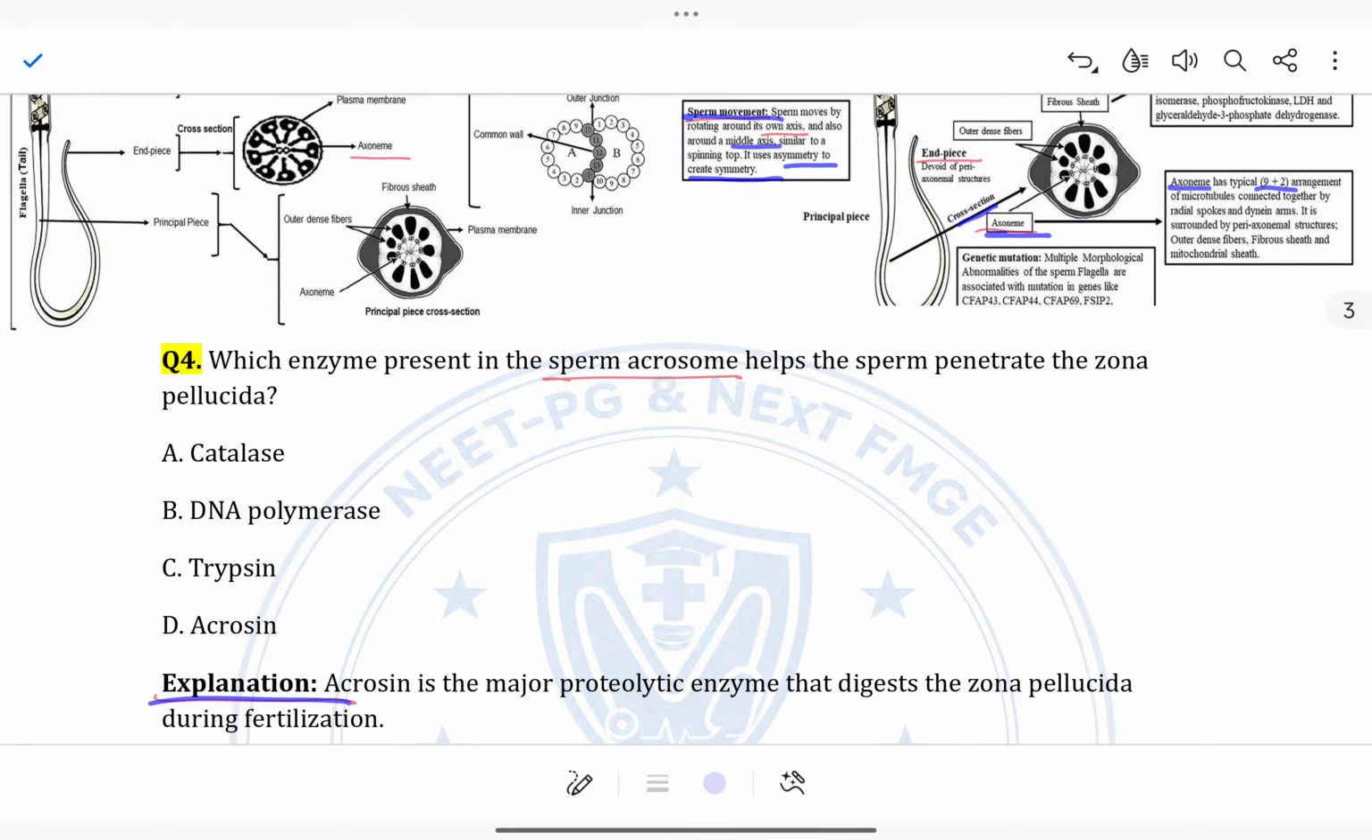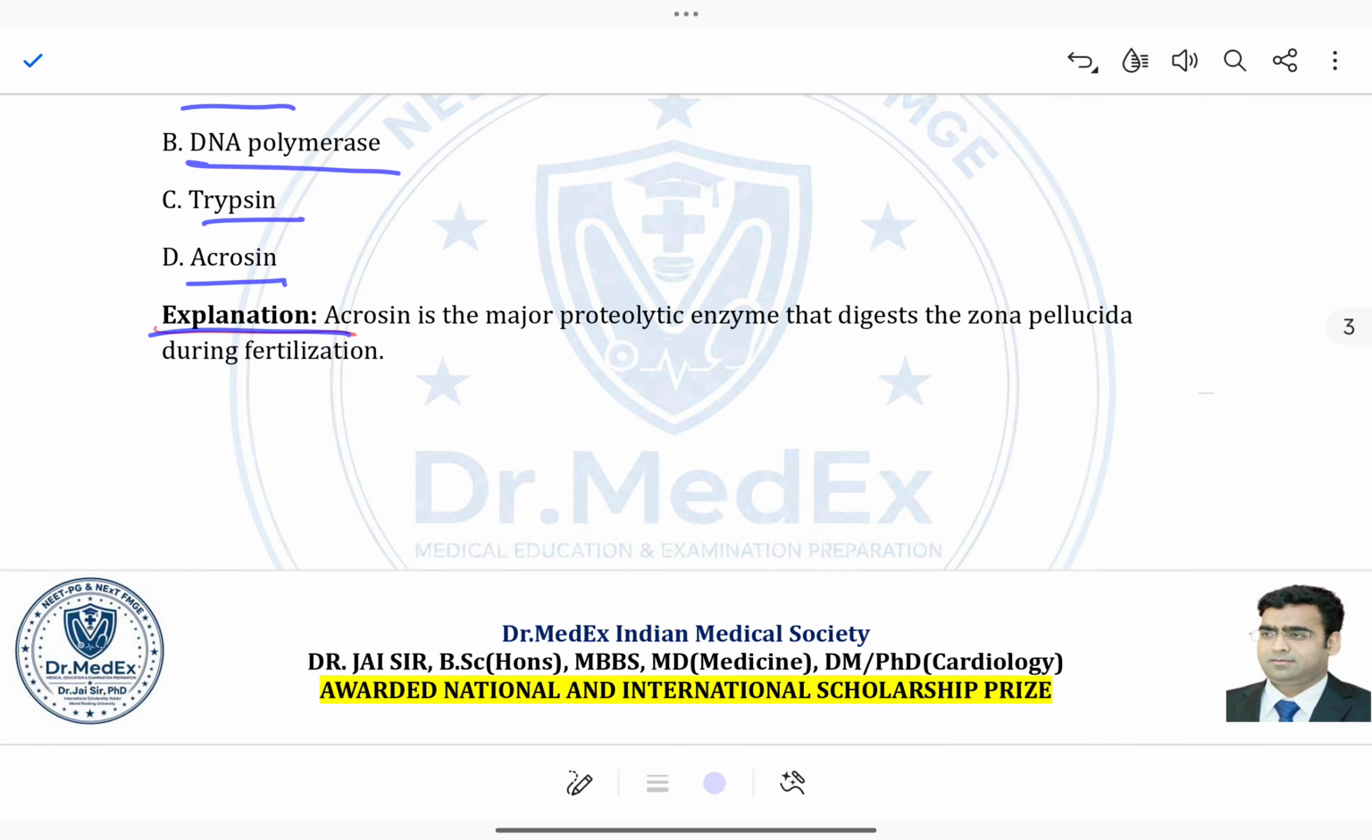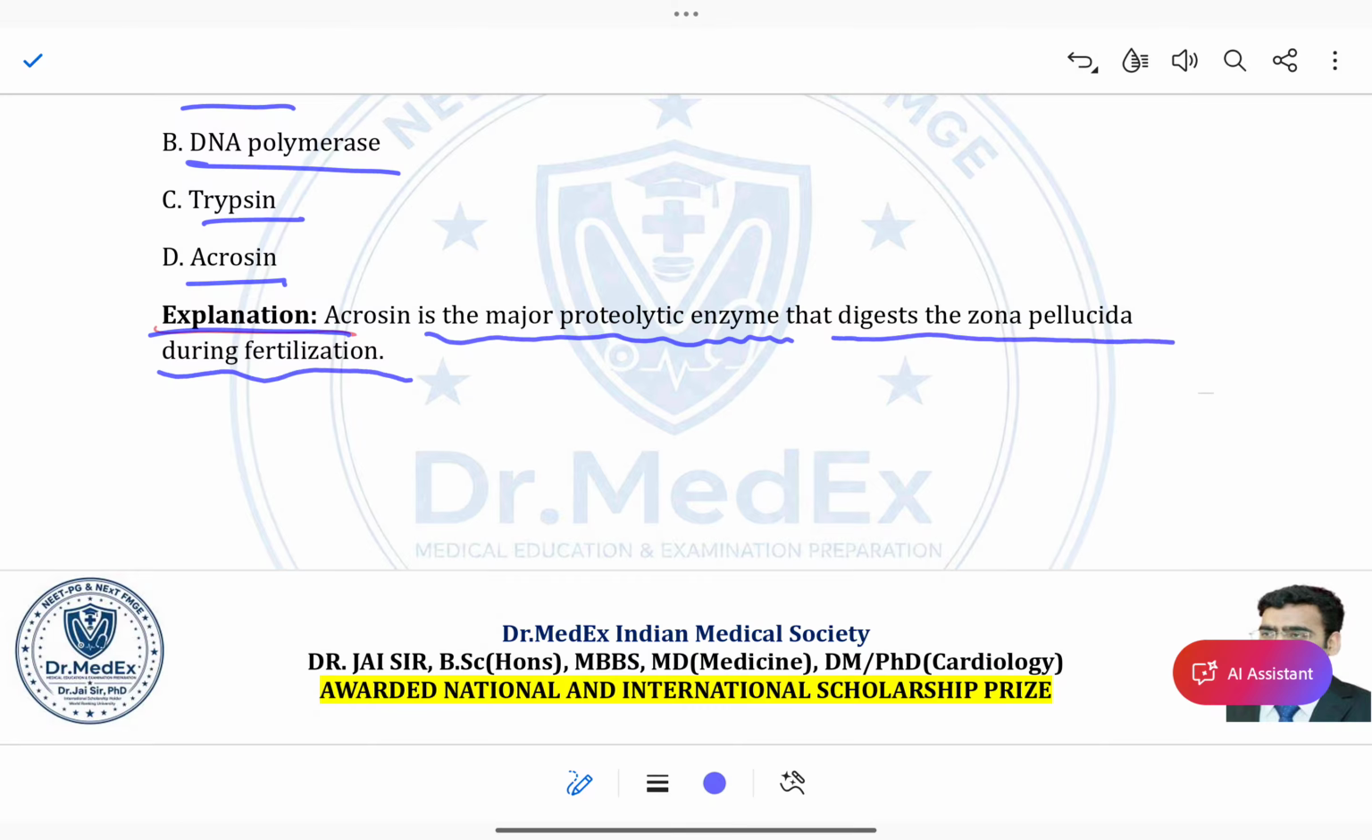Come to question number 4. Which enzyme present in the sperm acrosome helps the sperm penetrate the zona pellucida? Already we have discussed. Okay, so what is the answer? Yes, very much. Option A, catalase, option B, DNA polymerase, option C, trypsin, and option D, acrosin. Of course, for this type of question, the answer will be acrosin. Okay, explanation. Acrosin is the major proteolytic enzyme that digests the zona pellucida during fertilization.